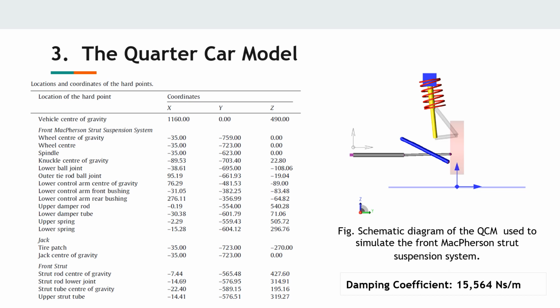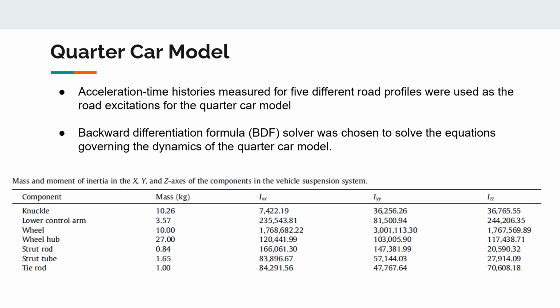The front McPherson strut suspension system was modeled using a series of interconnection points where the coordinates of the hard points were set using a multi-body dynamic software, and they can be seen in this table. The mass and moment of inertia in the x, y, and z axes of each component in the vehicle suspension system are presented in the table.